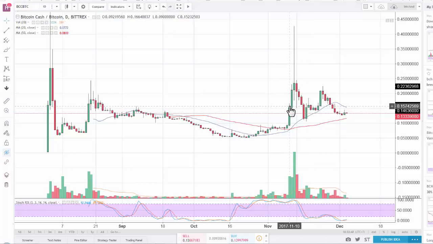So I'm gonna pretend that you bought your Bitcoin Cash here, okay? It doesn't really matter for what I'm going to explain now. You could have bought your Bitcoin Cash here or here, it doesn't matter. But let's pretend you bought it here, okay? For 0.16, which is the level where I have the finger right now.